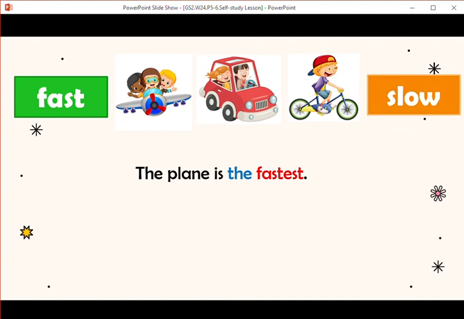Now, I have the word slow. Can you make a sentence with the word slow? A superlative sentence. Great! The sentence is, the bike is the slowest.